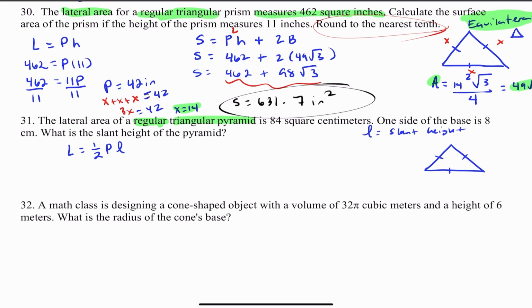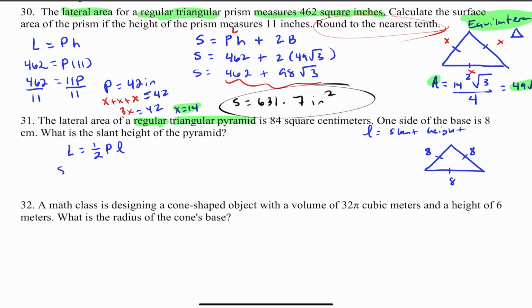So it says one side of the base is 8 centimeters. So this is 8, right? That one side of this equilateral triangle is 8. So therefore, this gets an 8 and this gets an 8, right? So now, let's go ahead and use our formula.